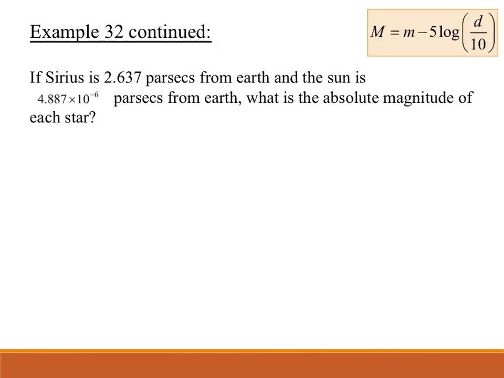Now, given that Sirius is 2.637 parsecs from Earth and the Sun is 4.887 times 10 to the negative 10th parsecs from Earth, what is the absolute magnitude of each star? So now we're going to do our calculations.